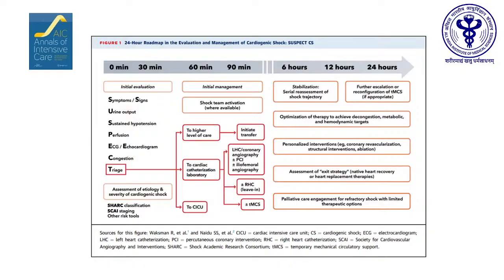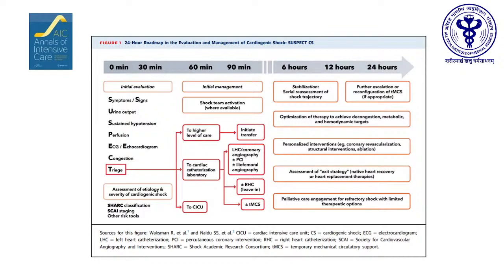SUSPECT CS, which is signs and symptoms, urine output, sustained hypotension, perfusion, ECG, echocardiogram, congestion, and triaging accordingly, like where the patient should be managed. This should be done within the first 30 minutes when the patient arrives in our setup. In the next 60 to 90 minutes, the patient should receive initial management as well as appropriate triaging. If it's a cardiogenic shock secondary to a myocardial infarction, the patient should be in the cardiac cath lab. For other cases, the patient should be in the cardiac care unit, or a higher level of care, obviously if you do not have that kind of facility available over here.